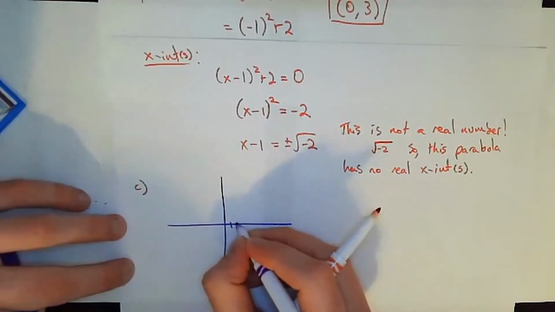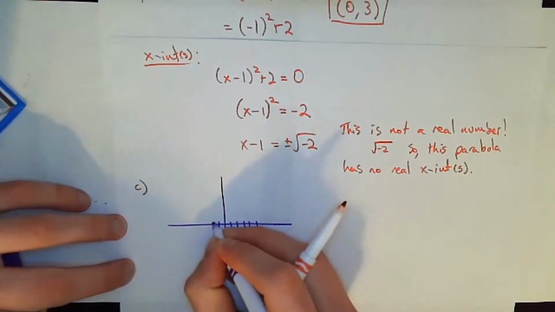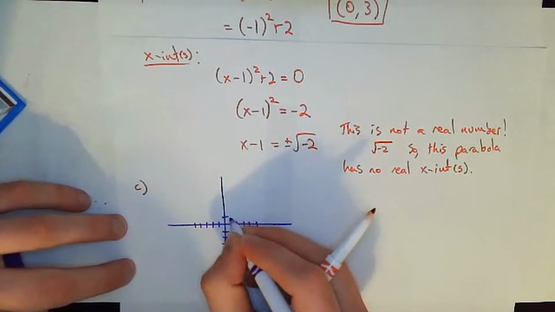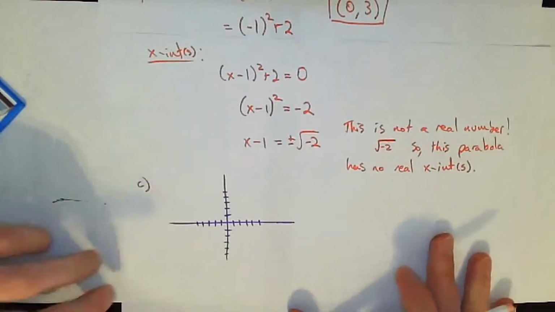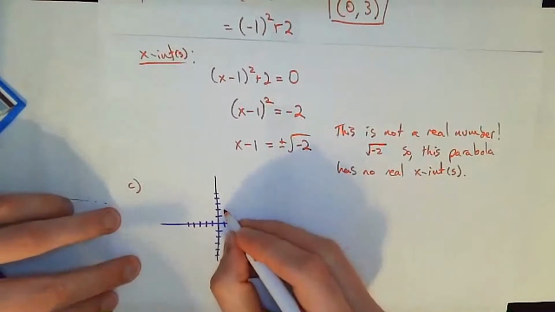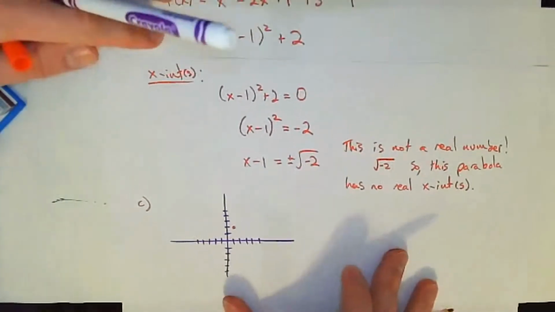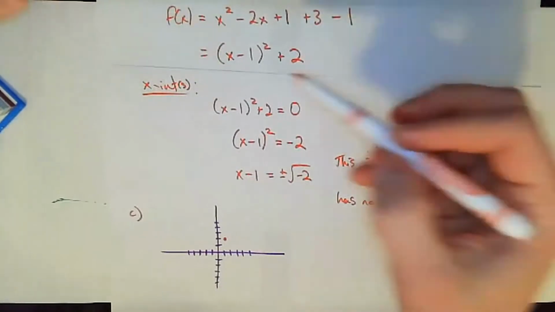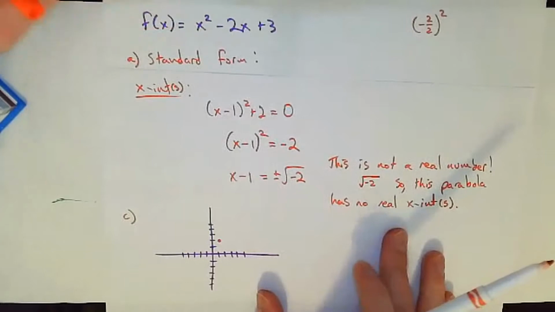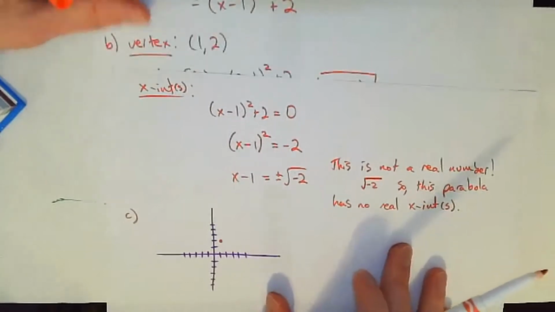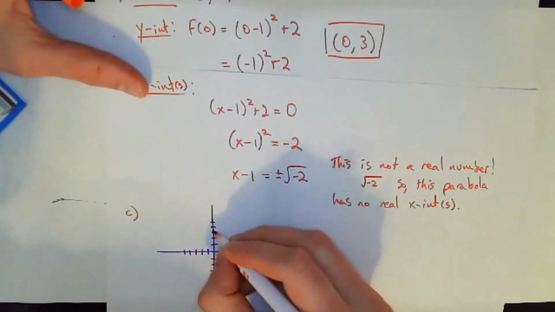My vertex is at 1, 2, so I'll just probably go out to like 5 in each direction. That should be plenty. So x is 1, y is 2. There's my vertex. I know that it's pointing up, because the leading term, all the way at the beginning, is positive. I know that it has a y-intercept at 0, 3, so right there.